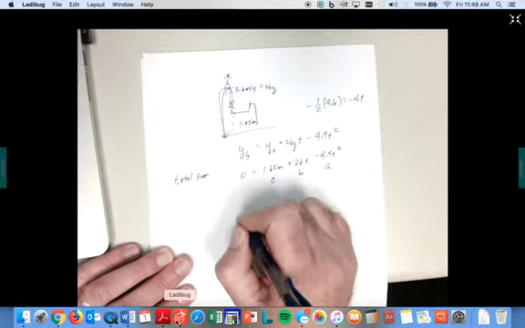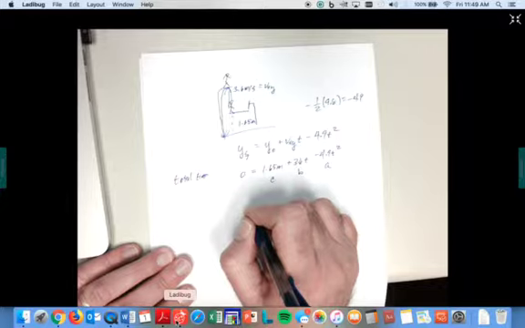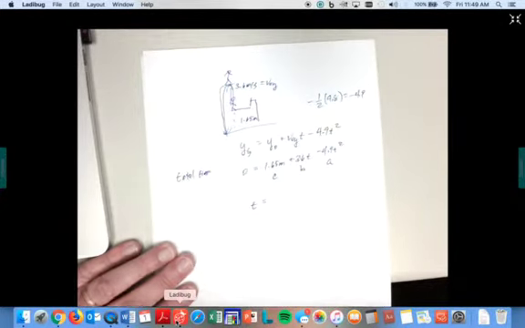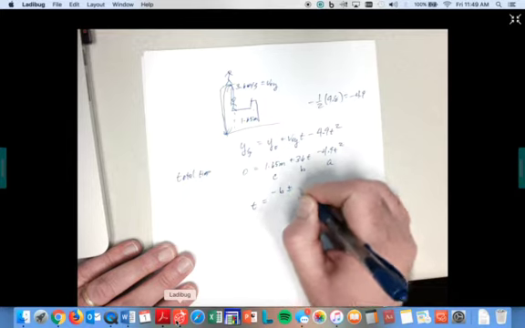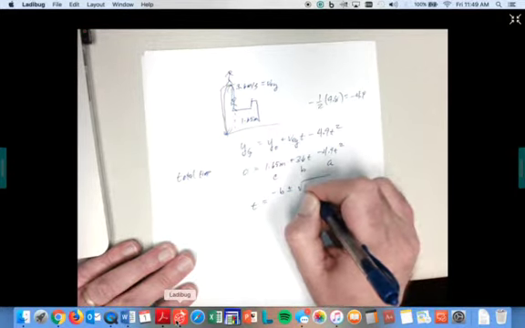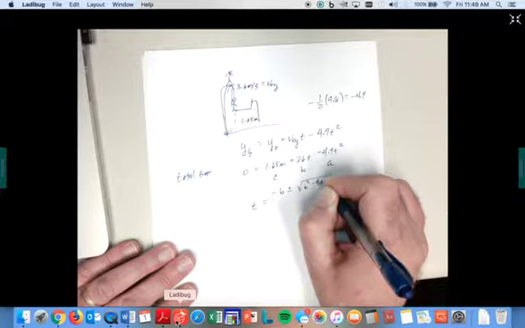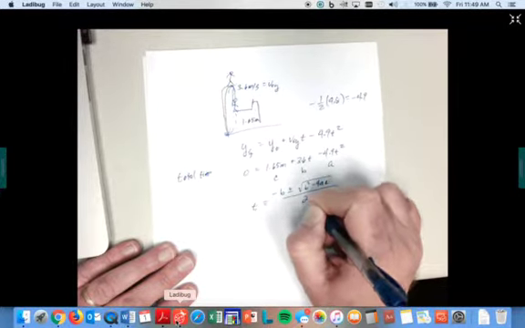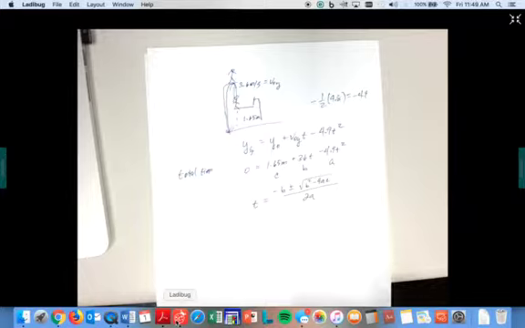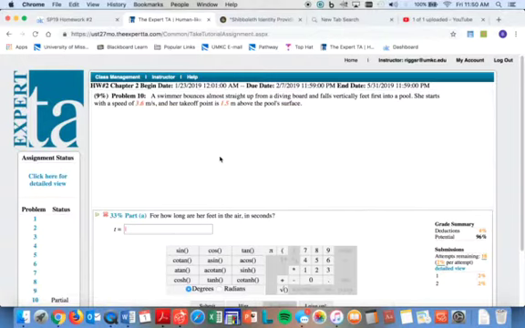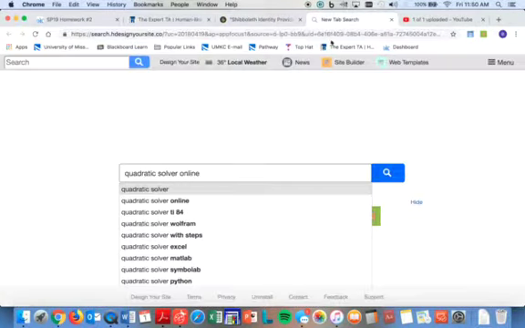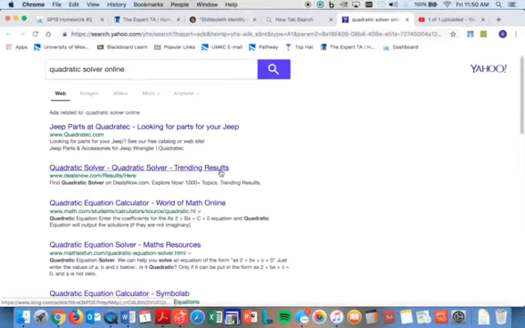In the good old quadratic solver, t, in this case, is going to equal minus b plus or minus the square root of b squared minus 4 times a times c, over 2a. You can do it that way, and you'll find the time. That'll give you the total time. But you can also do this. For homework, I suggest this. Go to the quadratic solver online.